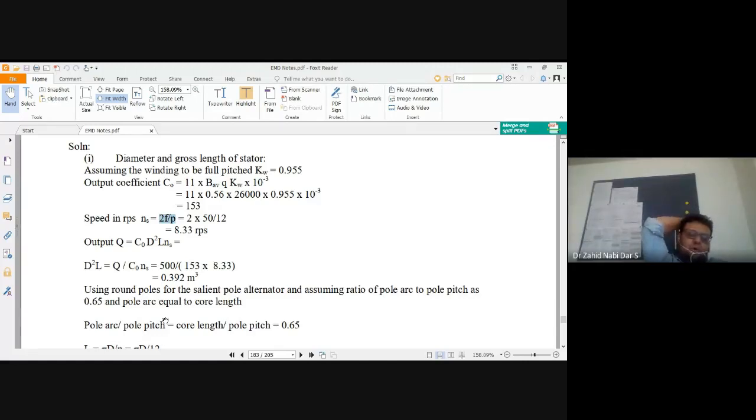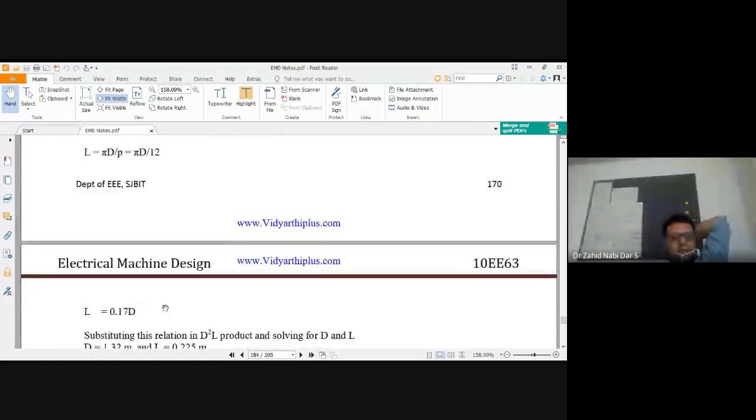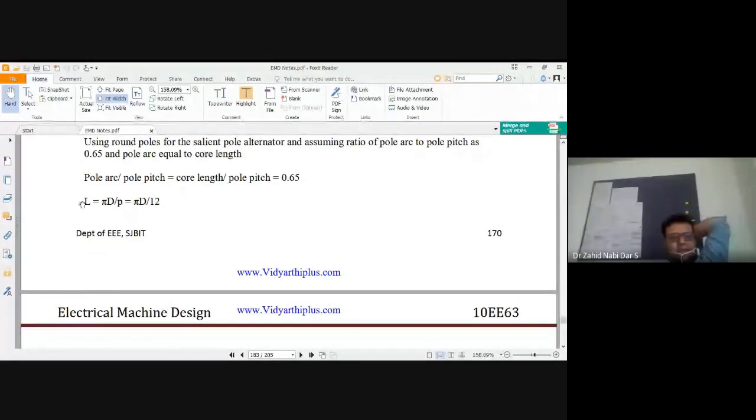See, pole arc by pole pitch and core length by pole pitch is 0.65. So this length is 0.65. So what about this pole pitch? This is pi d by p. So pi into d by p. You can express now length in terms of pi d by p.